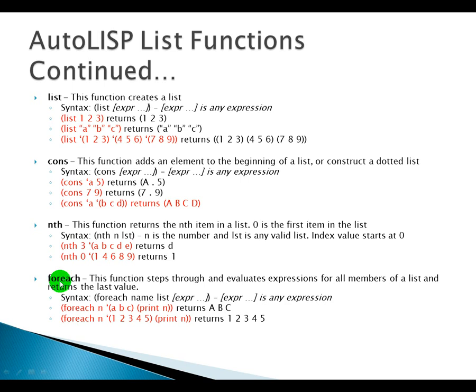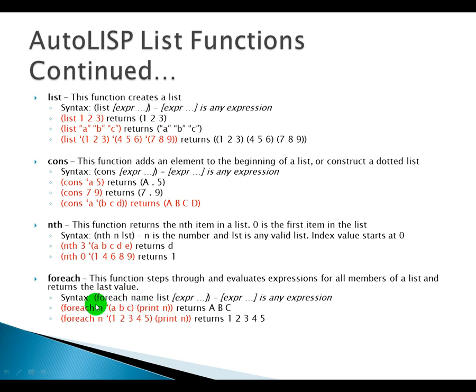The next function is the foreach function. This function steps through and evaluates expressions for all members of a list and returns the last value. So this is the syntax: foreach, the name, and then the list. So here's our first example. Foreach n, or you can use any variable here, foreach n and then the list. In this case, we process this list and this is what we do.